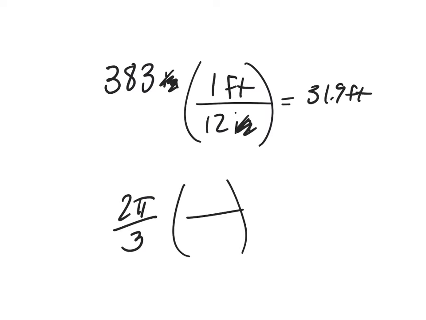What's our fact again? 1 foot is 12 inches. No, different fact. What are our facts? What equals what? Pi equals 180. Which one should go on top? 180 degrees, pi, and now the pi's can cancel. 2 times 180 over 3. That's like 360 divided by 3. What is 360 divided by 3? 120. There we go. And it's in degrees now.